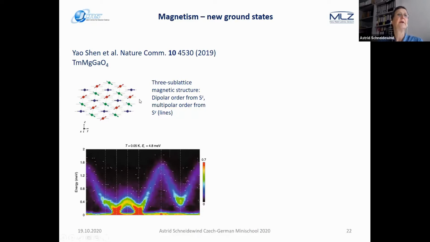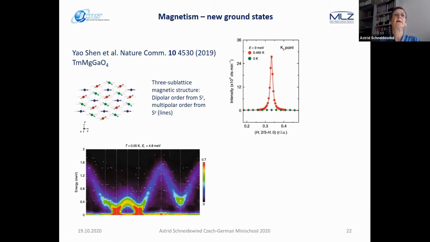I show you here an example of a three sublattice magnetic structure, where you see that within this triangular lattice, it's difficult to find a way to order all these magnetic moments. Finally, we come out with these three sublattices plus a multipolar order, which is characterized here by the lines. The characteristic spectrum here, this is a time of flight measurement, is a little away from the normal spin wave behavior. You can see it's quite complicated, but still to be calculated. These calculations have been done, and they lead to the prediction of the Bragg positions of these magnetic structures.